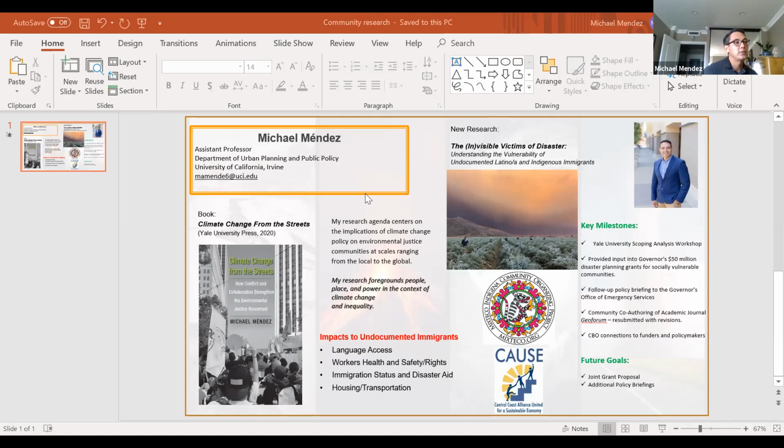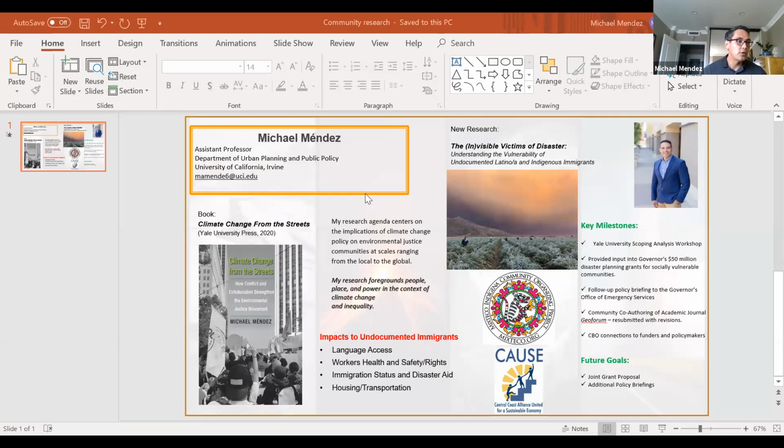A second milestone was that, based on the scoping analysis, we provided input to the governor's $50 million disaster planning grant for socially vulnerable communities. So the governor's office took our scoping analysis, the key findings that we did jointly together, and this helped inform a 2019 $50 million disaster planning grant. So these are preparedness plans, emergency plans, that really didn't look at socially vulnerable communities such as migrant workers and undocumented immigrants.